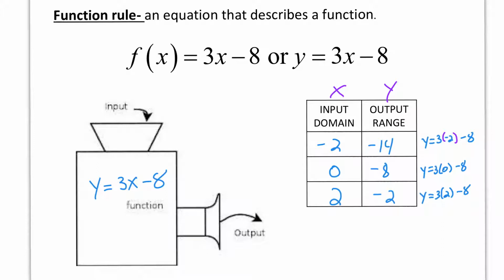So what we're saying is, if you guys have a domain or input of -2, we have a range of -14 or an output. If the domain is 0, the range is -8. If the input is 2, the output is -2. And you guys can construct more and more points here, but it depends what your teacher wants. And like I said, usually, your teacher will give you guys a table with the x values already set, so you guys can use those numbers to construct the table.